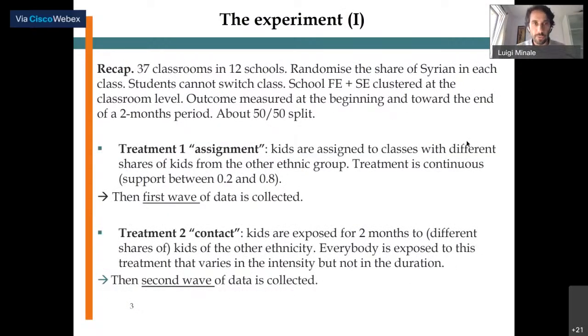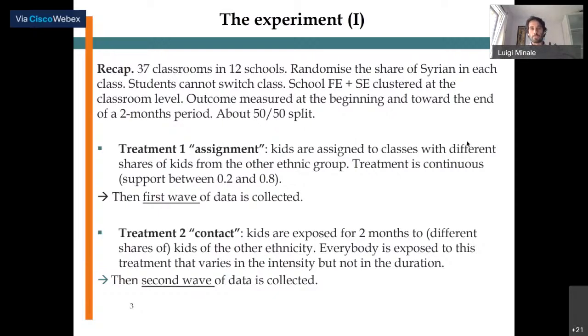I'm going to skip the recap because you already explained well what the experiment is about. Let me just underline that there are 37 classrooms, and then you randomize the share of Syrians in each class. Students cannot switch class, so that is good. The econometrics is done well. You have school fixed effects, and standard errors are clustered at the right level.